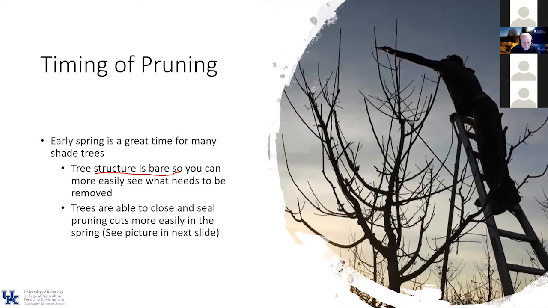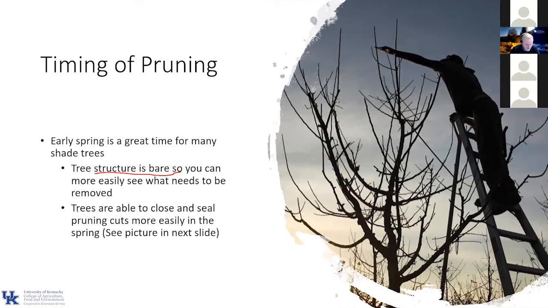The structure is easy to see, but not only that, the limbs weigh a lot less. Why do the limbs weigh less? It's because they don't have all of those leaves on the limbs yet, so it's safer for you or someone you're working with to get up into the tree and do the pruning cuts they need to make.